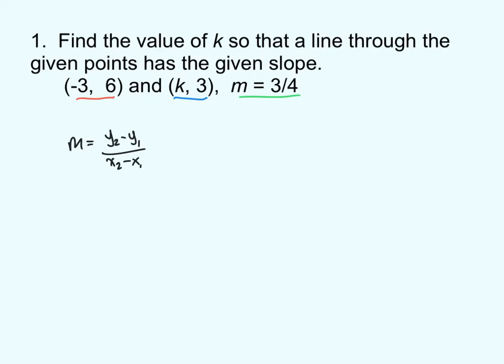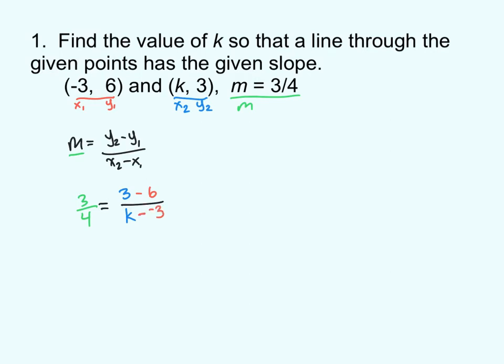Okay, and then what we have here is I would just label things. Here is x1, y1. This is x2, y2, and this is the value of m. So in place of m, I'm going to put 3 over 4. All right, in place of y2, I have a 3, and in place of y1, I have a 6. And that's going to equal over, and then instead of x2, I have k. Instead of x1, I have negative 3.